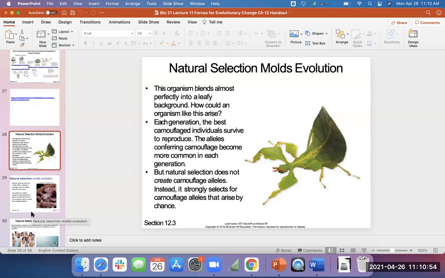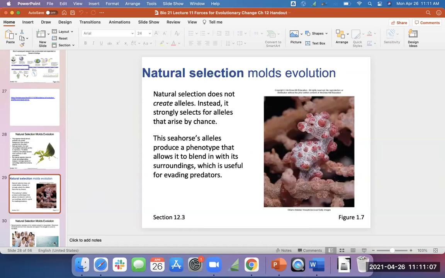And then some of the things that natural selection leads to is being able to camouflage, because that's going to help them live better, live longer, and be able to reproduce. So natural selection is molding evolution. It's kind of directing evolution depending on what's getting selected for.